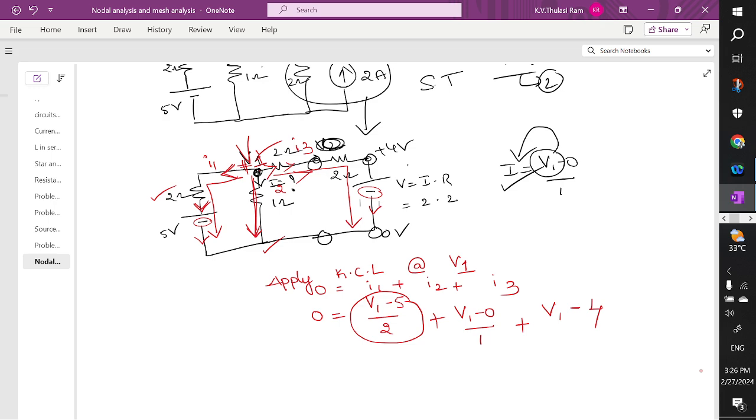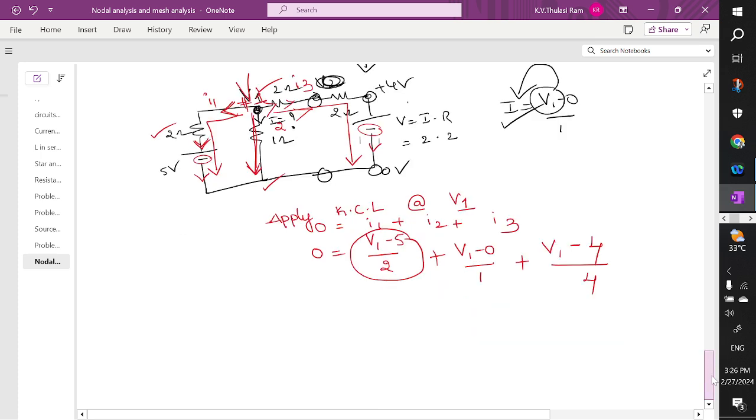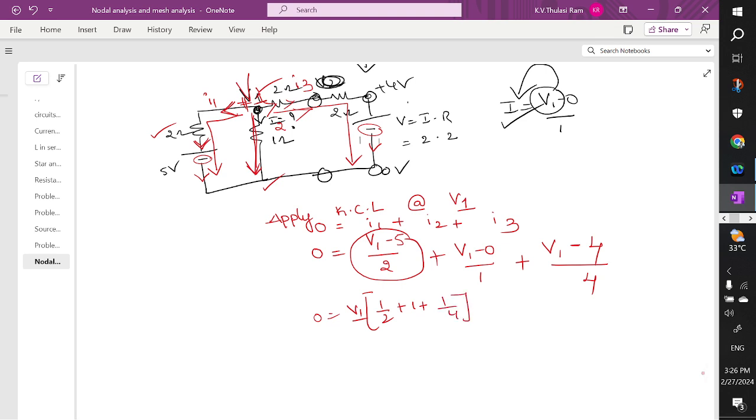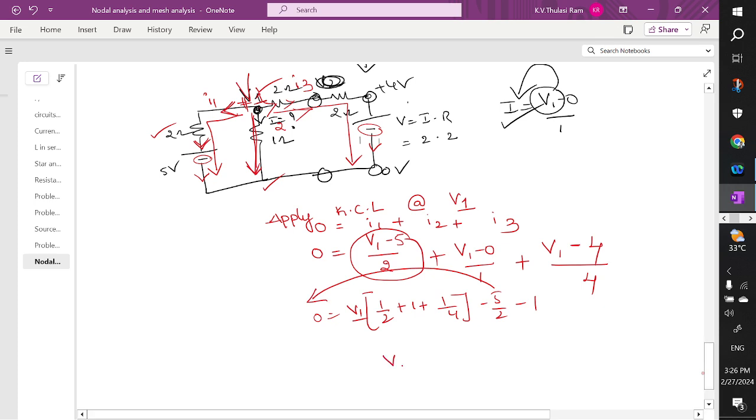Minus 4. Or directly V1 minus 4 divided by the resistance, which is 2 plus 2, how much? 4. So this is how we solve the problem. So 0 is equal to V1. V1 you take common: 1 by 2 plus 1 by 4, minus 5 by 2, minus 1. You shift these negative terms to the positive side, then you are going to get V1 equal to 2 volts.